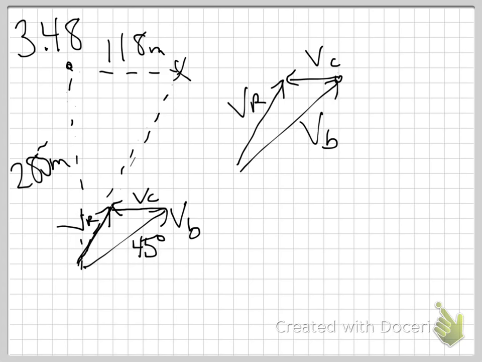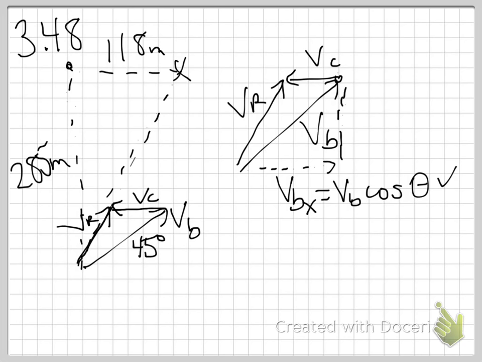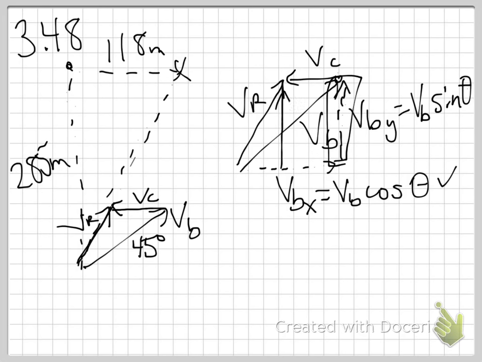So what you have to do is you break it into components. V of the boat in the x is easy enough to find. VB in the x is just VB cos theta. You have all that information. You'll get that. VB in the y is just VB sine theta. Again, you have that. Now the key here is recognizing that this VB in the y right here is the same as VR in the y.